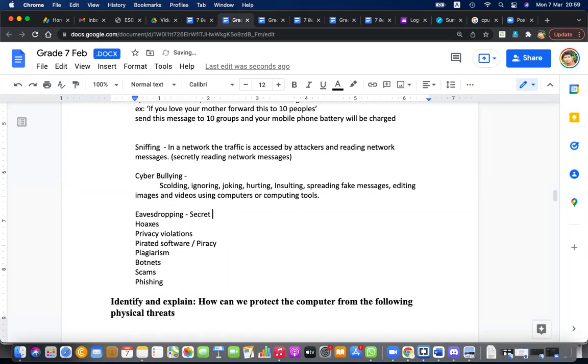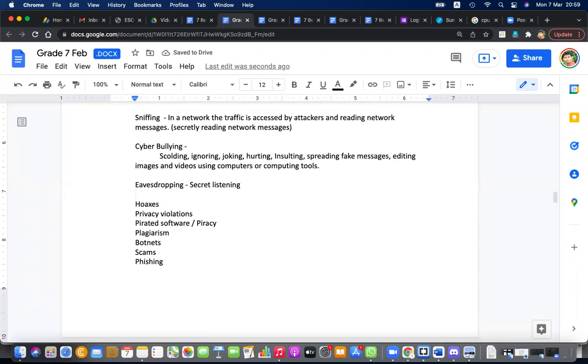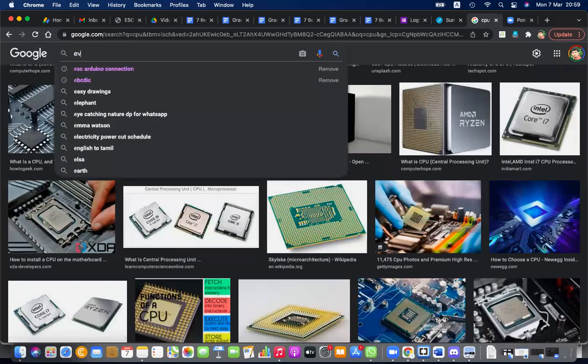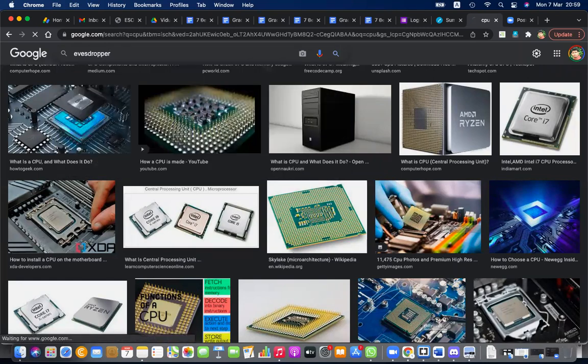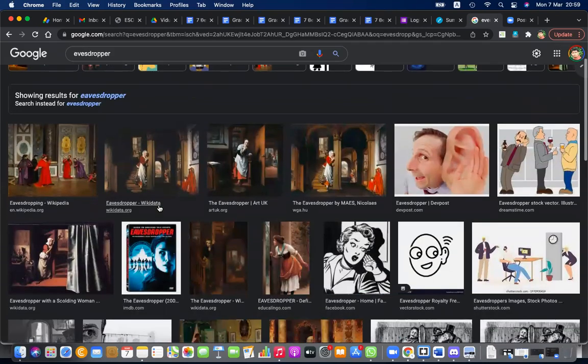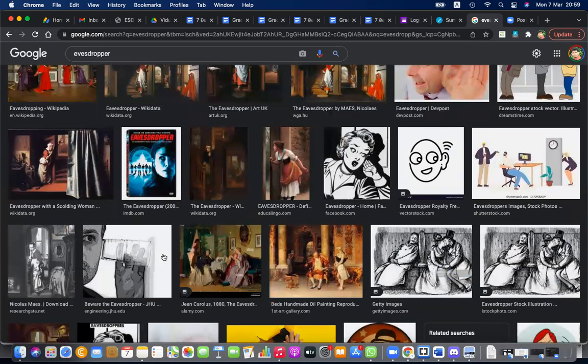Secret listening. So that is also a kind of threat. Eavesdropping, secret listening, right? Eavesdropping. Basically, that is secretly listening. This is eavesdropping, you know. This is how people eavesdropped in the earlier days.